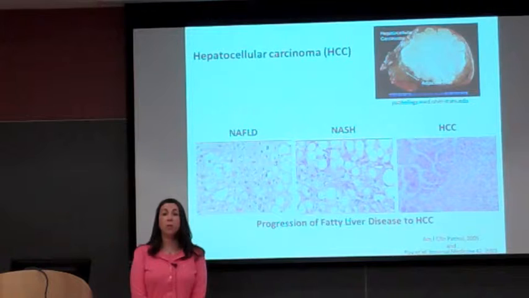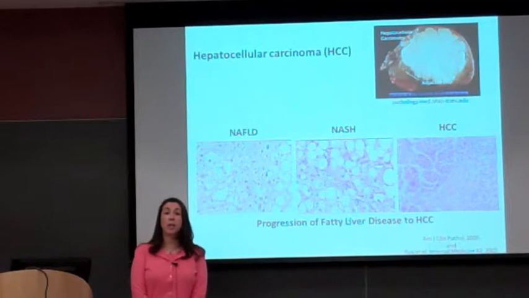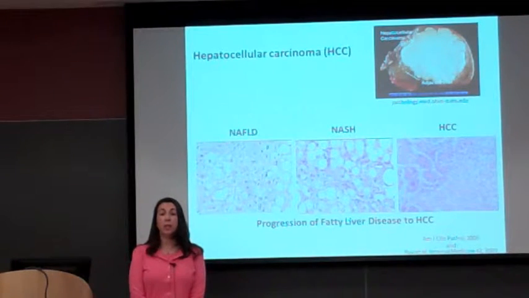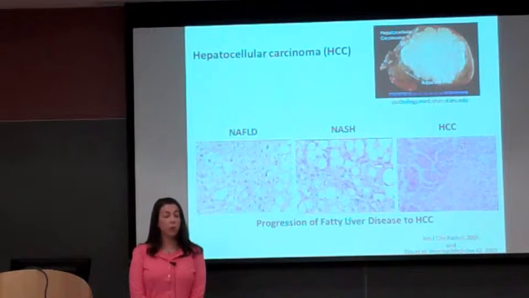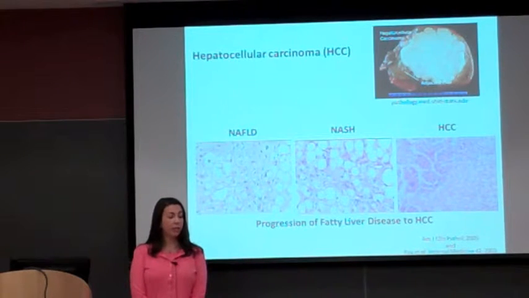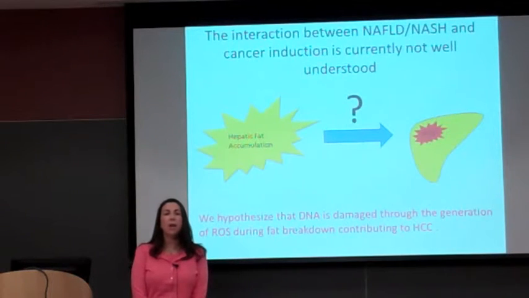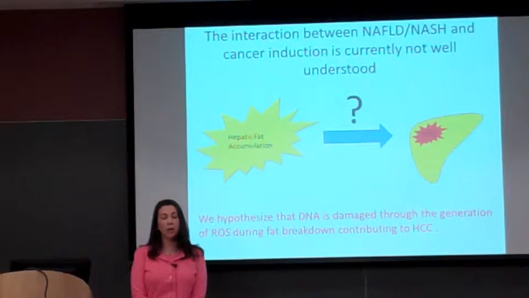This is thought to be due in part to the emergence of a spectrum of fatty liver diseases, the most benign being non-alcoholic fatty liver disease, and at the upper side of the spectrum, the more malignant non-alcoholic steatohepatitis, or NASH. The prevalence of fatty liver diseases is increasing in the United States, with 13% of new hepatocellular carcinoma cases occurring in patients with fatty liver disease. So, it's known that hepatic fat accumulation contributes to hepatic tumorigenesis. However, the interaction between fatty liver disease and cancer induction is currently not well understood.